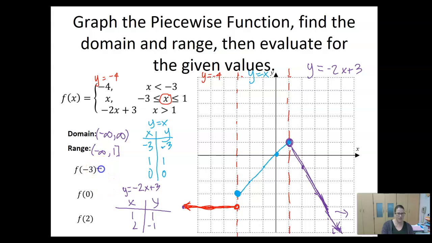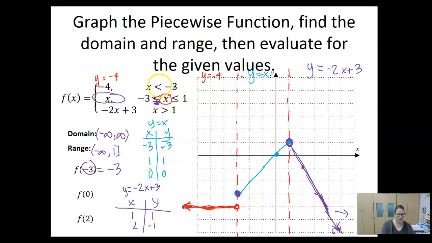Okay, so f of -3. So -3 is right on the border, right? This one's for when x is less than -3. This one is for when x is greater than or equal to -3, right? And so because x is equal to -3, I would need to plug it into this one, which means that y equals -3. When x equals -3, y equals -3. That's that point right there, right?